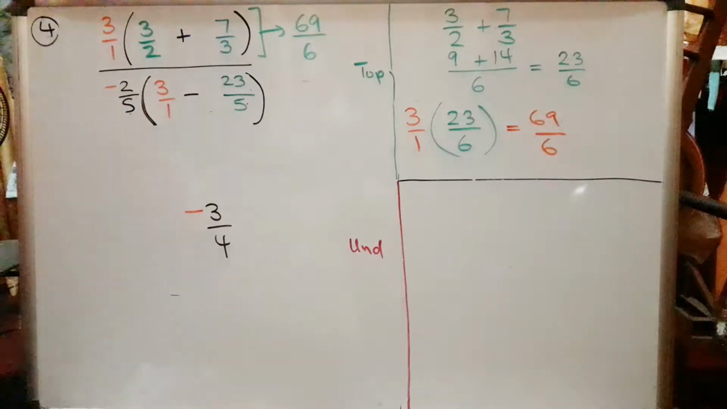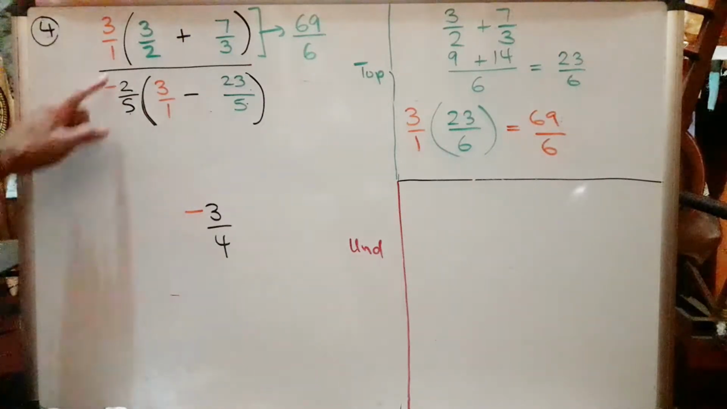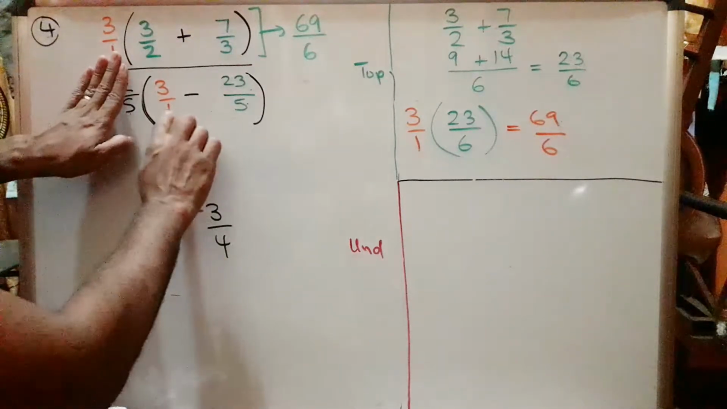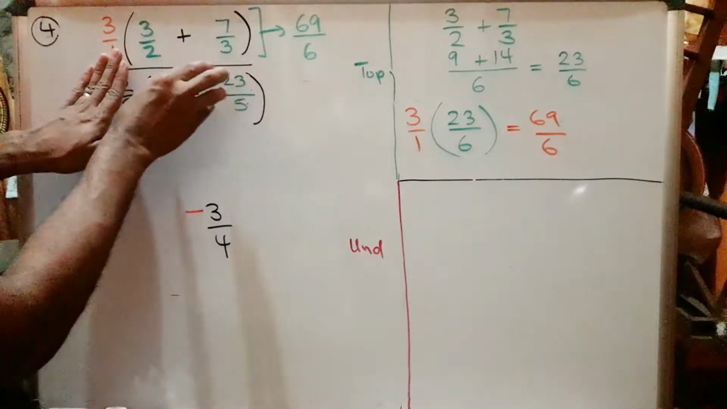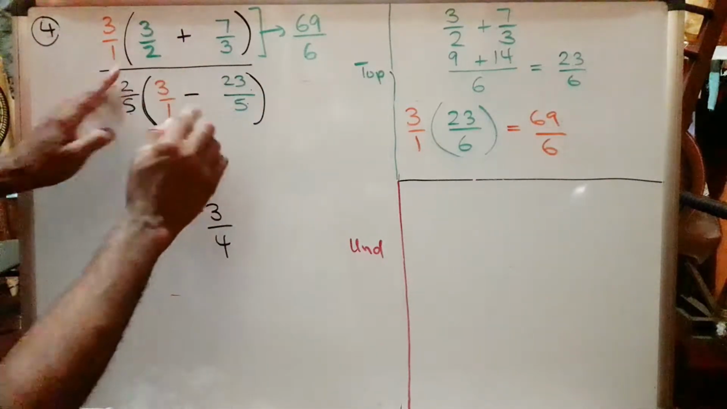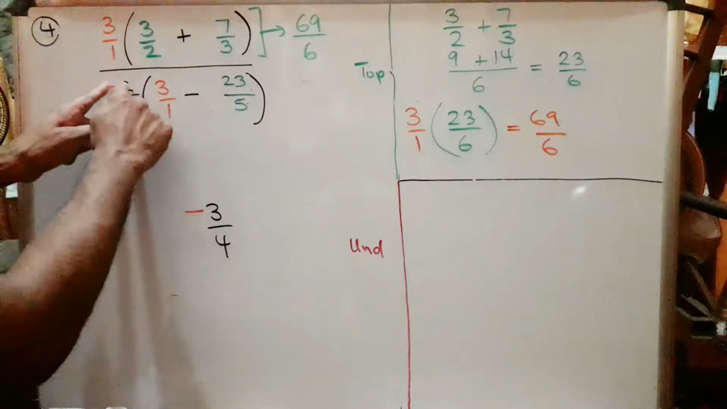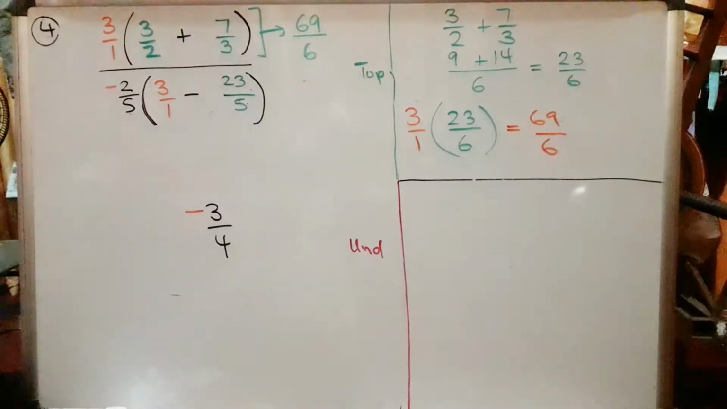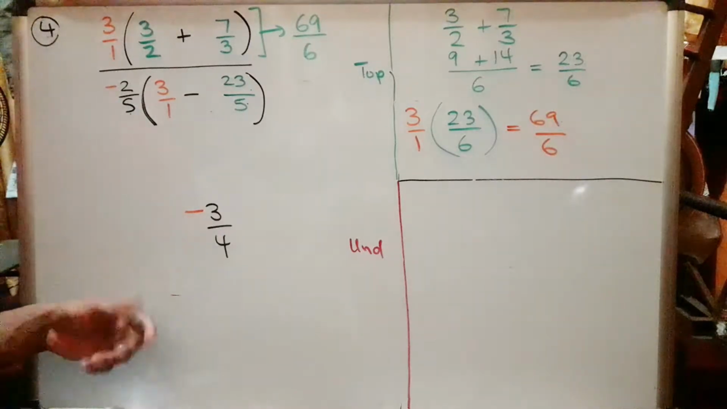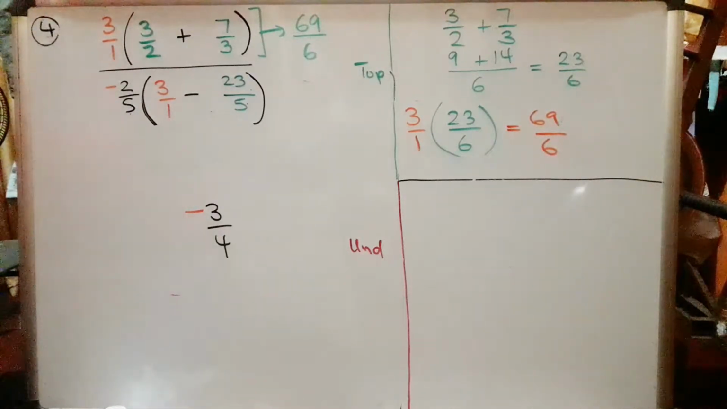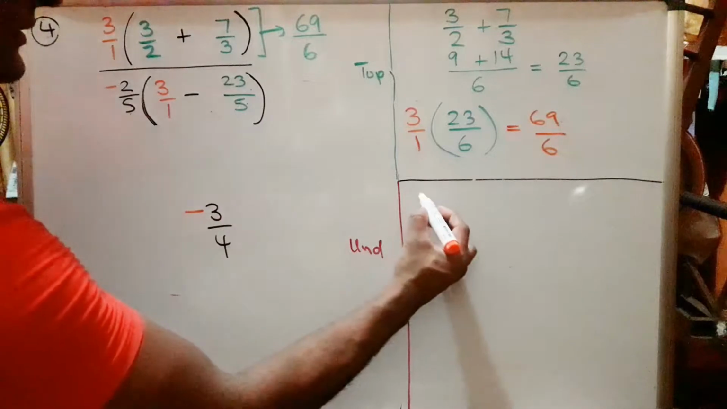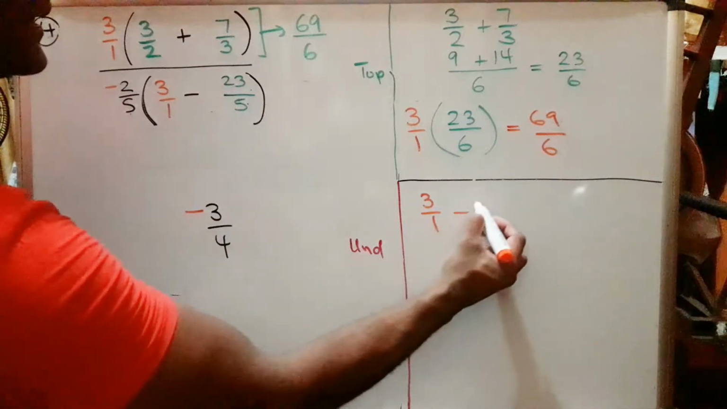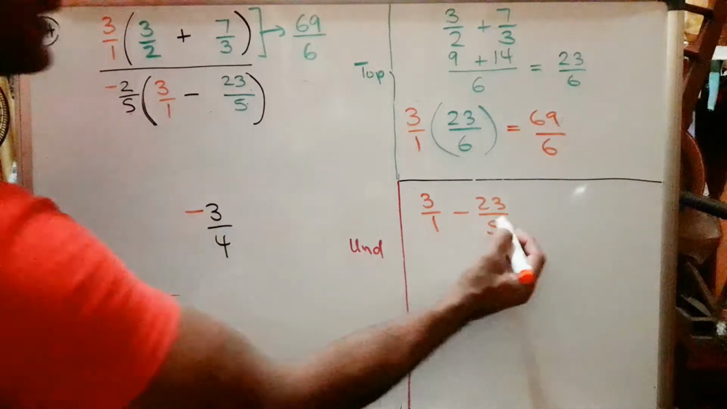Guess what we're going to do now? For the underneath, we're going to work out these two first. We're going to squish them together and get one answer. Then we're going to multiply by -2 on 5. So let's repeat what just went on top. I know it's a little bit tedious and long, but work with me and the question will be over like that. All right. 3 on 1 minus 23 on 5.